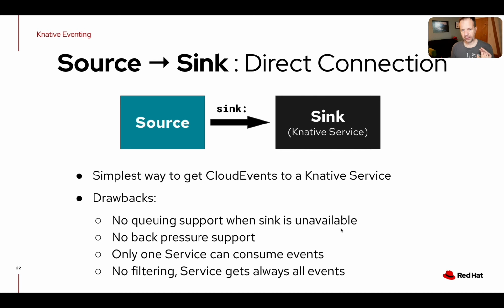First of all, you can make a direct connection, which means you link together the source and the sink with a field in the source. So the sink field is always present in every source. And this is the simplest way, but of course it has many drawbacks. You can have only one sink, you have no back pressure support, and there's no queuing when the sink is unavailable. And you have no filtering, so the sink actually gets every event that the source emits.